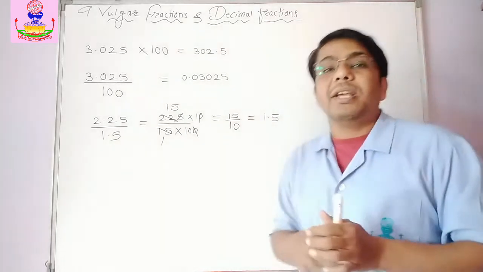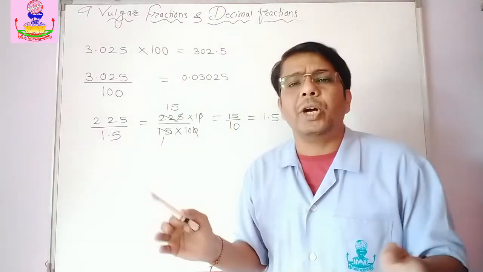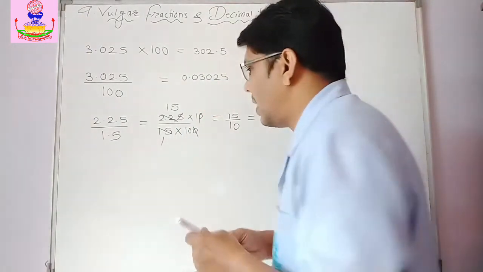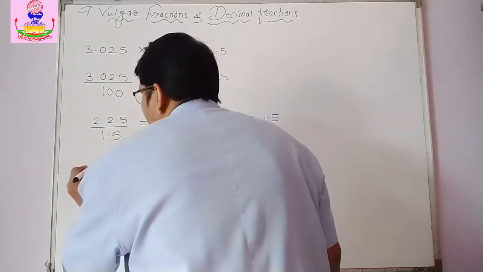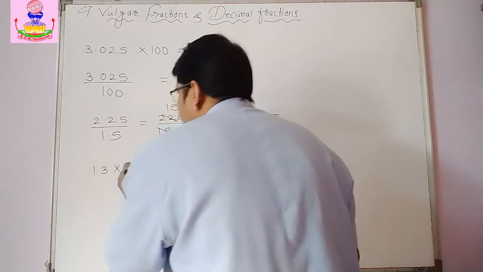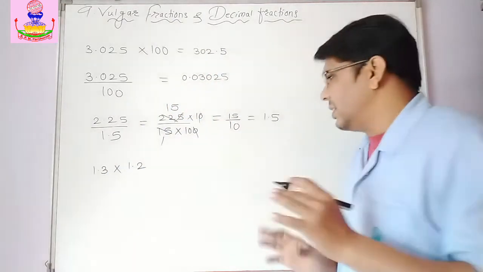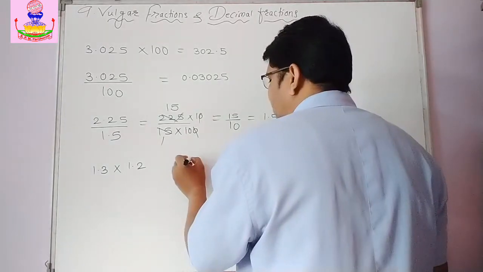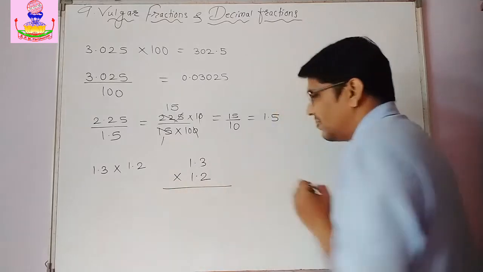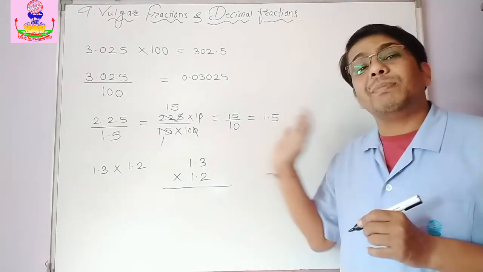Do you understand? Now if I am multiplying, multiplying is simple. Remove the decimal points, multiply, and then give the decimal point. For example, I have got 1.3 into 1.2 and I have to multiply. So what will we do? See here, I am showing you vertical multiplication. Now forget about the decimal points. We'll think about it afterwards. First we'll multiply.